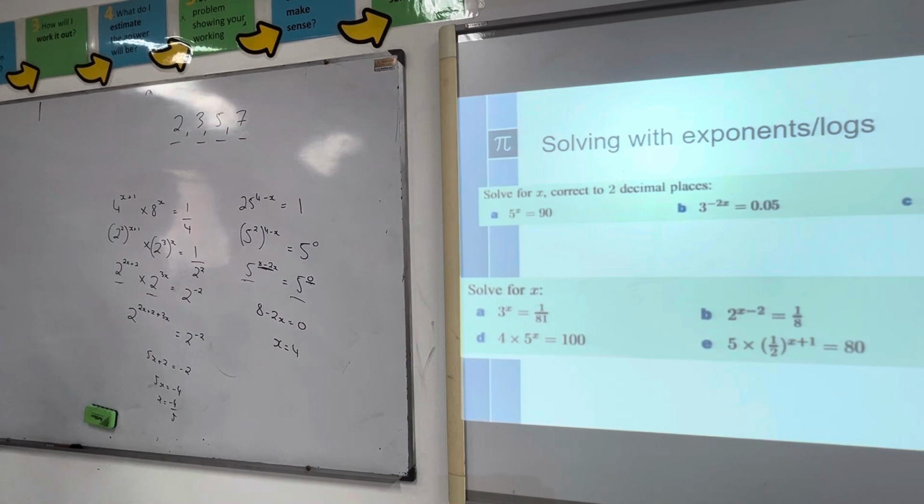So you may remember those. They were done in unit 1 last year, so about this time last year, so a while ago. All the rules of indices.